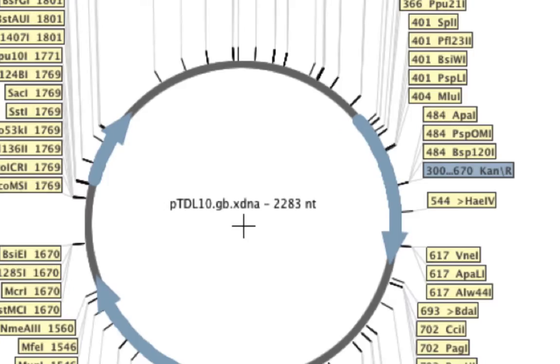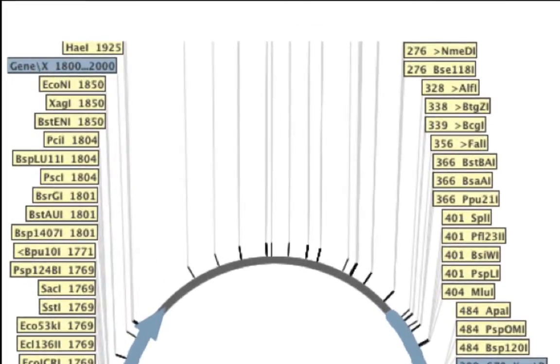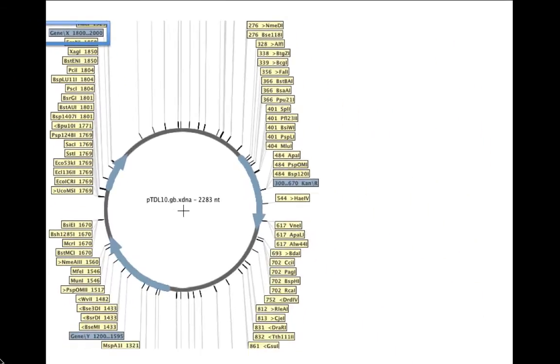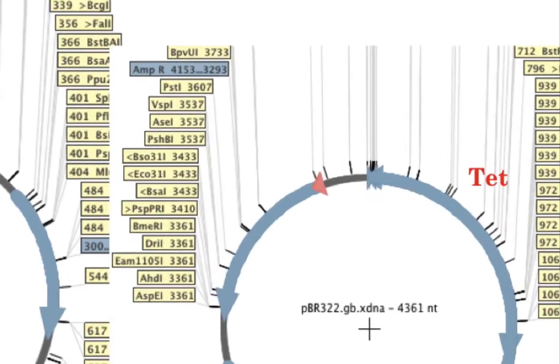Imagine we have a plasmid TDL10 that contains a gene, gene X, which spans from 1800 base pairs to 2000 base pairs of our plasmid. We are interested in subcloning gene X into another common cloning vector, pBR322.